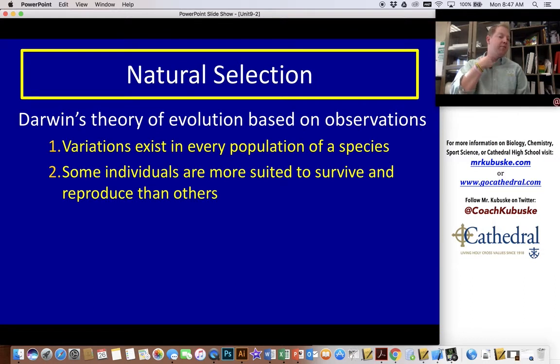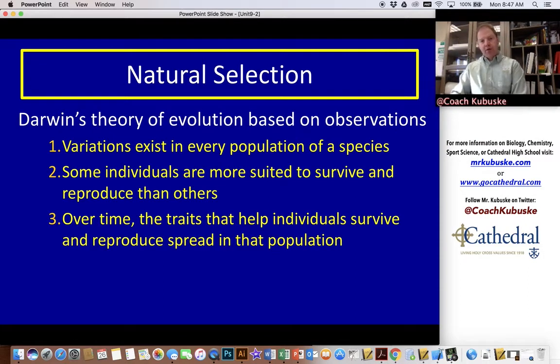And if I have traits that give me a better chance at survival, and I do survive, then I get to reproduce. And if I get to reproduce, I get to pass those traits on to my offspring, and then they will have those traits, and they will survive and reproduce, and so on and so forth. And so over generations, over time, we start to see that those advantageous traits start to spread through the population because those are the ones that are reproducing and passing those traits on.